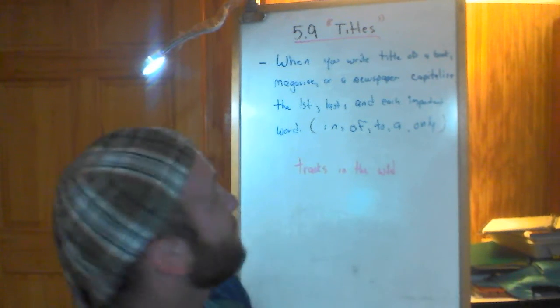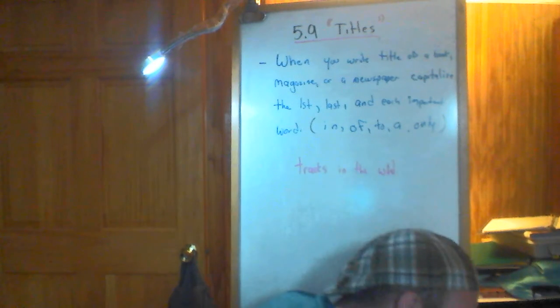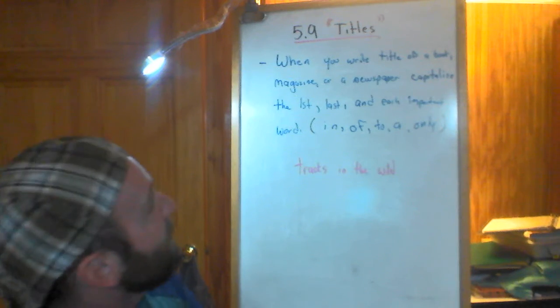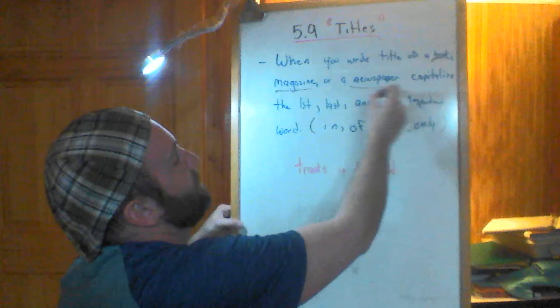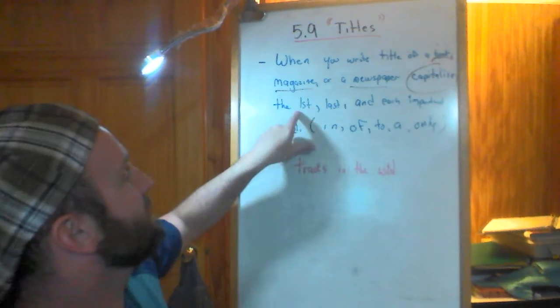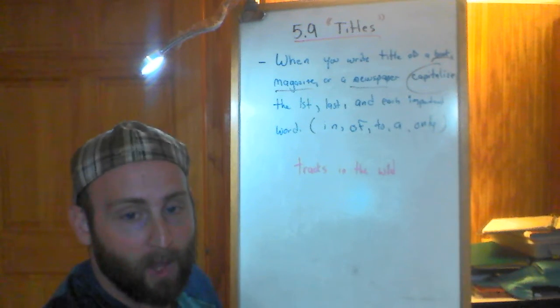All right, so let's get right to it. All right, so 5.9 titles, page 186 and 187. I might have said that wrong. All right, when you write the title of a book, a magazine, or a newspaper, you capitalize the first, last, and each important word.